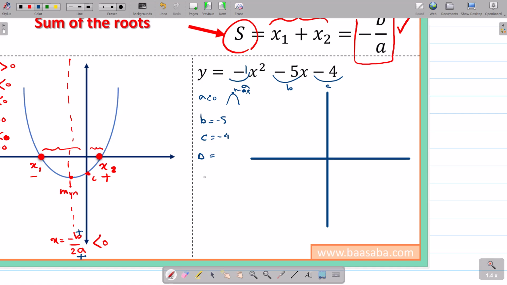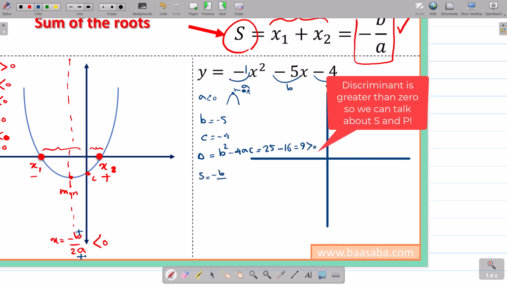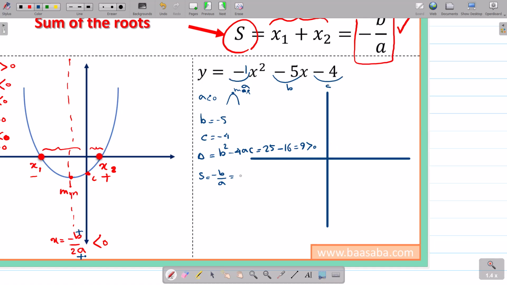We have to calculate delta. Delta is B squared minus 4AC, which will be 25 minus 4 times -4 is positive 16, times -1 is -16, which gives us 9. 9 is greater than 0, so we have two zeros. S is negative B over A, which is 5 over -1, -5, less than 0. P is C over A, -4 over -1, which is 4, greater than 0.